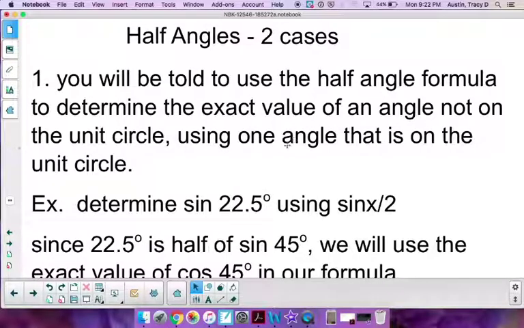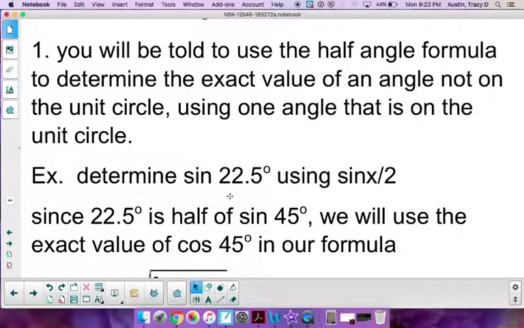Okay, so if you want to find the sine of 22.5, obviously 22.5 is nowhere on the unit circle, and there is no way we can get it by adding, subtracting, or doing anything else like that. So we do know that 22.5 is half of 45 degrees. Okay, so we need to use 45 degrees for our formula.